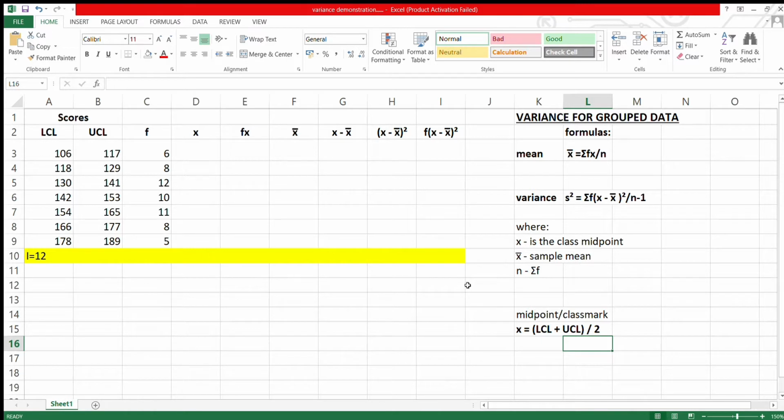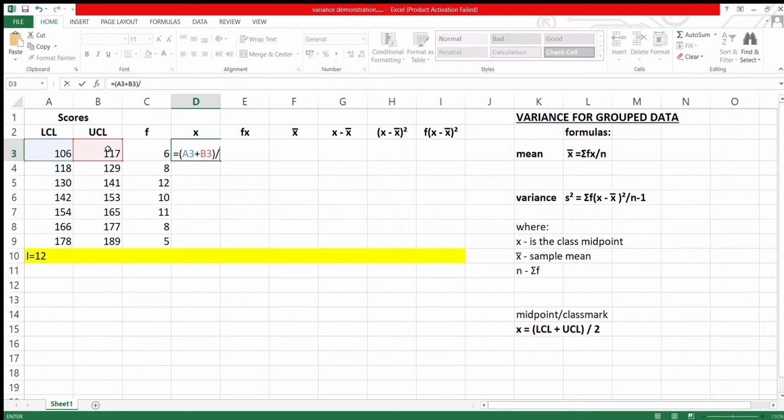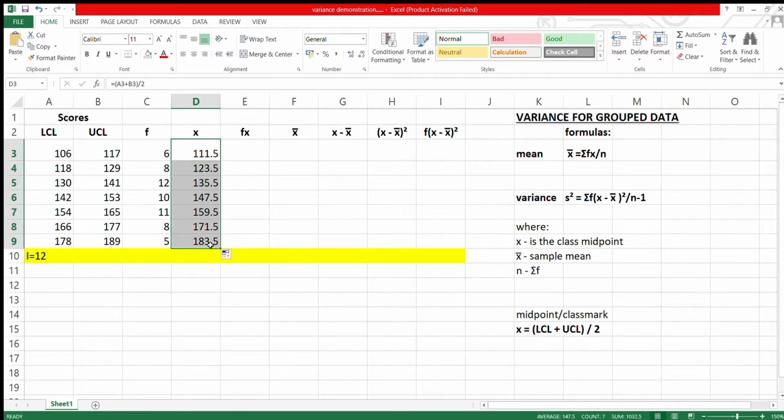To find the class mark, or x, we just add the lower class limit and the upper class limit and divide by 2. So that is equal to the lower class limit, which is 106, added to the upper class limit, which is 117, divided by 2. We get 111.5 as our class mark. Because we are using Excel, we simply drag 111.5 going down to get the preceding class marks.